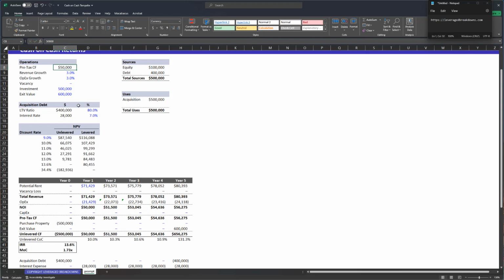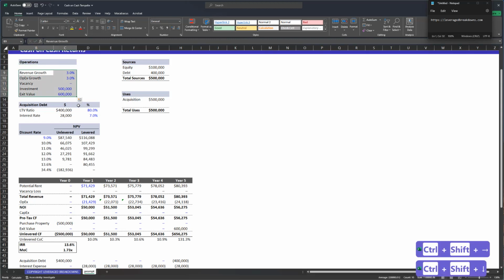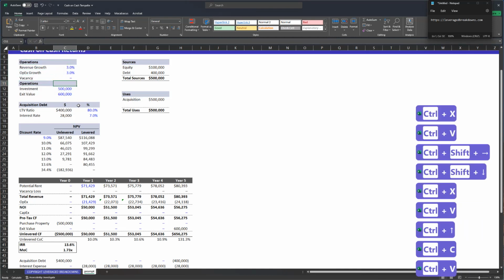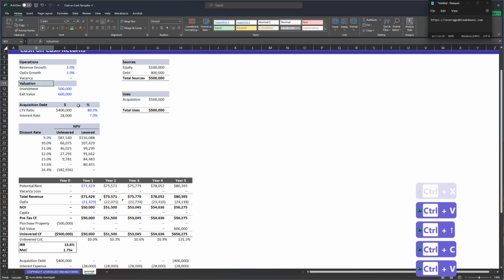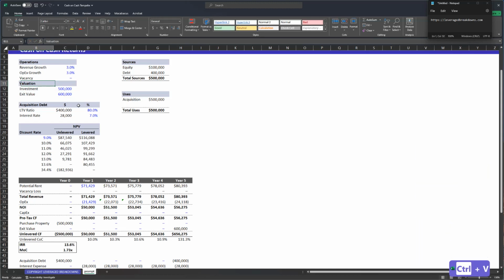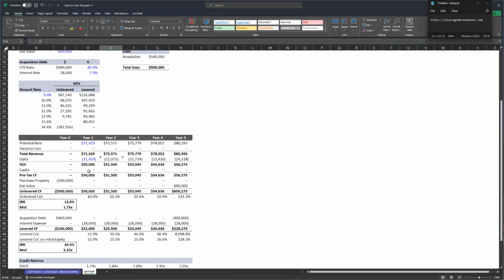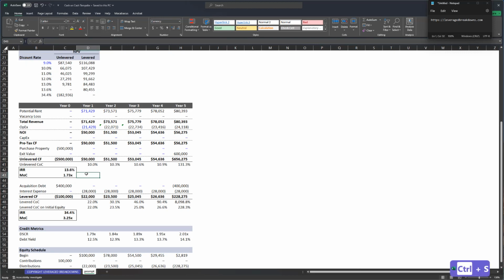I'm going to delete this and we can just have our assumptions there. I'm going to create a valuation section. Again, this is kind of an ugly looking summary. We would seek to beautify this at the end of building the model, but don't get too caught up during the process.